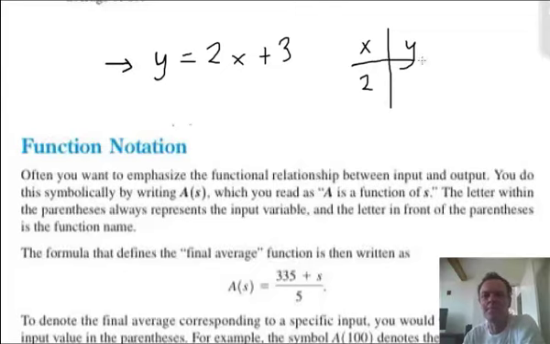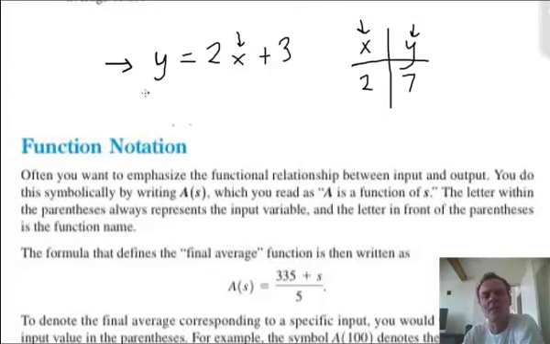Right, so a little input output. Remember, input is x, the answer, the output, is going to be y. So what I'm saying here is when x is 2, so I'll put 2 right there. Okay, when x is 2, 2 times 2 is 4 plus 3, y is 7. Okay, we've done that before.